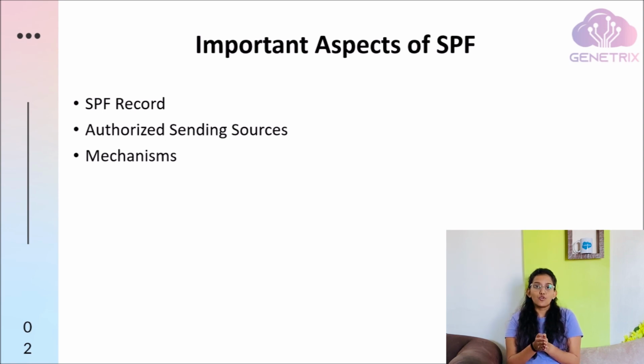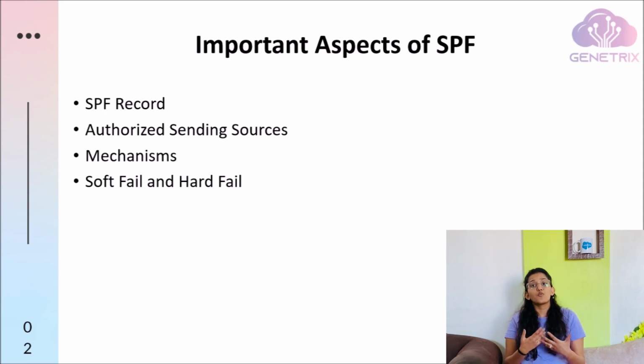Next, we have the soft fail and the hard fail. SPF provides two different results for SPF checks. Soft fail indicates that the SPF check has failed but should be treated as a warning rather than a definitive reason for rejecting the email. Hard fail, on the other hand, indicates that the SPF check has failed and the email should be rejected or flagged as suspicious.